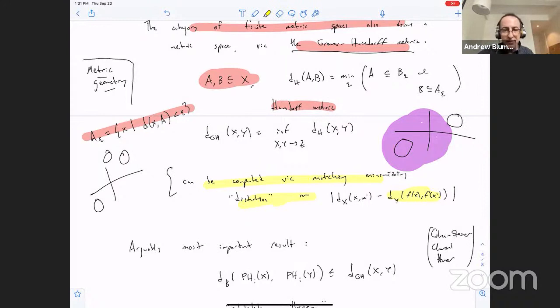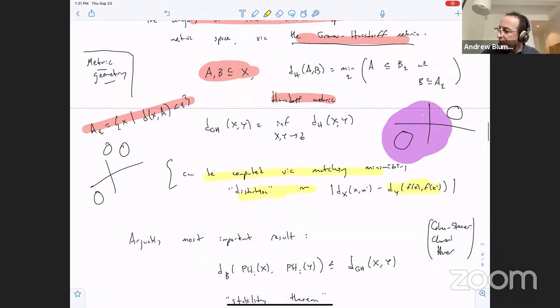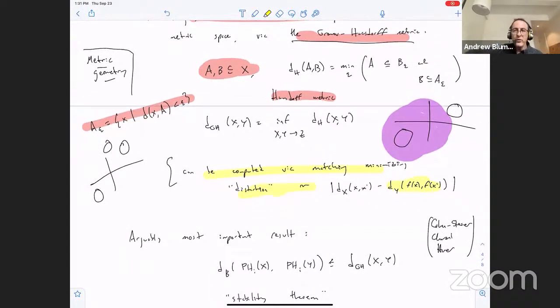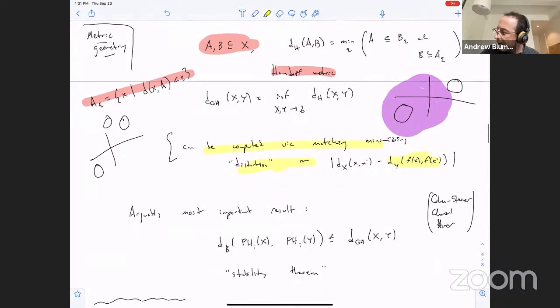Here, I have a finite metric space, and for each finite metric space, I get a barcode. The set of finite metric spaces is a metric space, and the set of barcodes is a metric space. And this leads to what I would argue is the most basic and important result in the subject once you've set up the definitions, which is called the stability theorem.